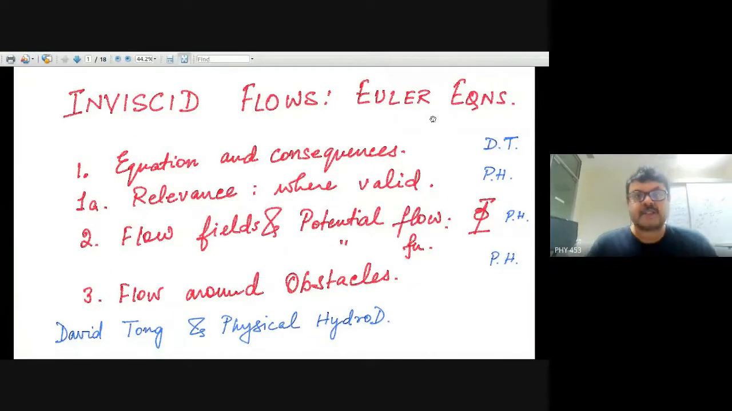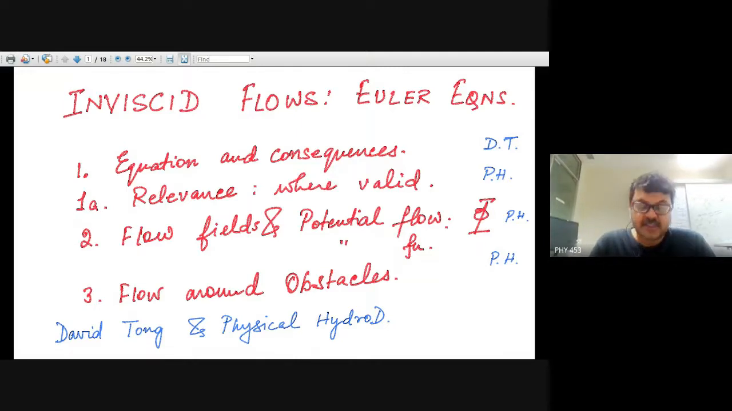So we are going to discuss Euler flows. In particular, inviscid flows means that the fluid has no viscosity, or rather, we are going to ignore viscous flow effects in the fluid, right? Why are we doing so?